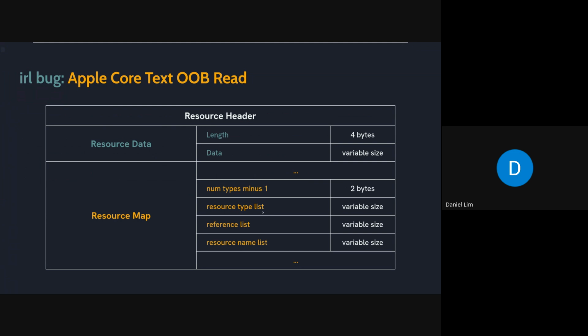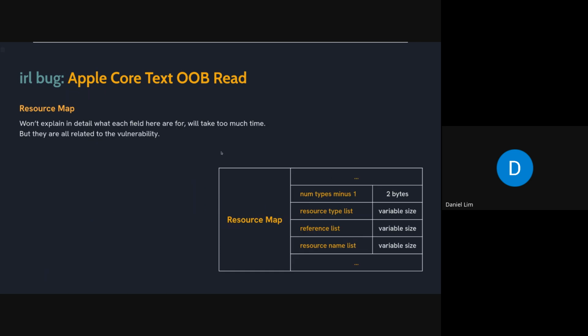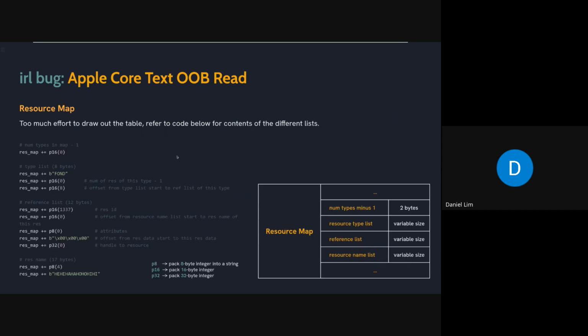The few important fields that we'll look at are this one, the num types. It stores the number of types in here, but minus 1. So if you are storing 3 types in this resource map, then it'll store 2 over here. And then we've got the resource type list, which has this number of types inside. Then the reference list and resource name list, we'll look more into those later, but anyway, it's not so important. For the stuff related to the vulnerability, I will show them in more detail later.